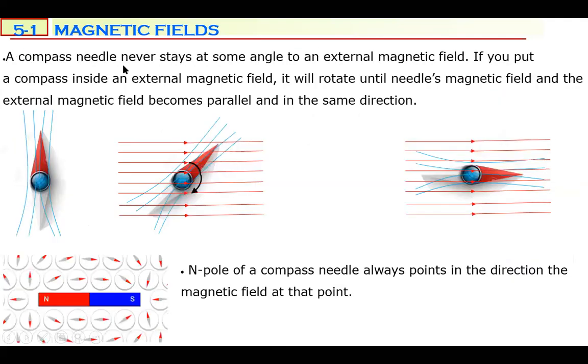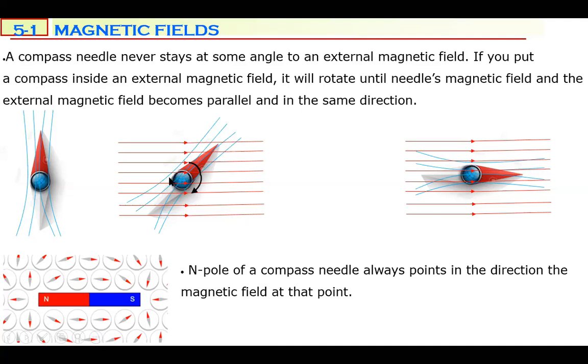Okay, a compass needle never stays at some angle to an external magnetic field. As I said, a compass needle is also a magnet with N pole and S pole. So the magnetic field within the magnet is from S to N, but outside it goes from N to S. If you put a compass inside an external magnetic field, this can be the magnetic field of a bar magnet, or of a wire, or Earth's magnetic field, it will rotate until the needle's magnetic field and the external magnetic field become parallel and in the same direction.